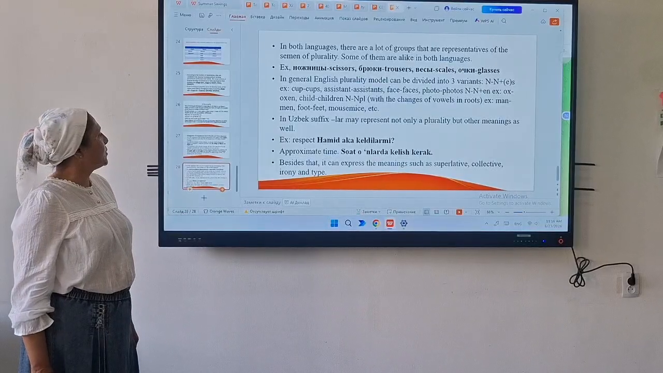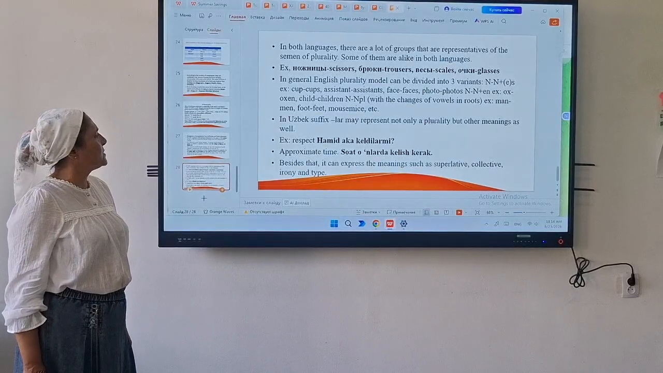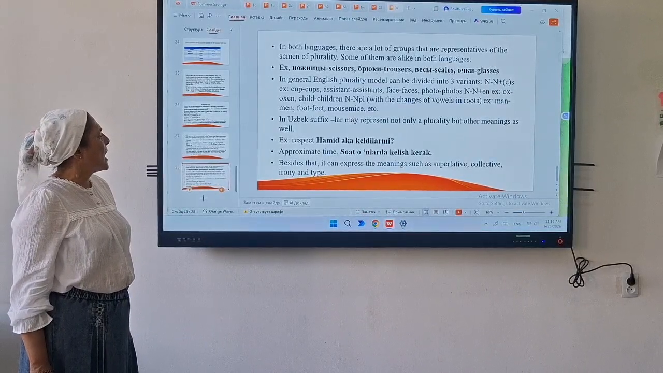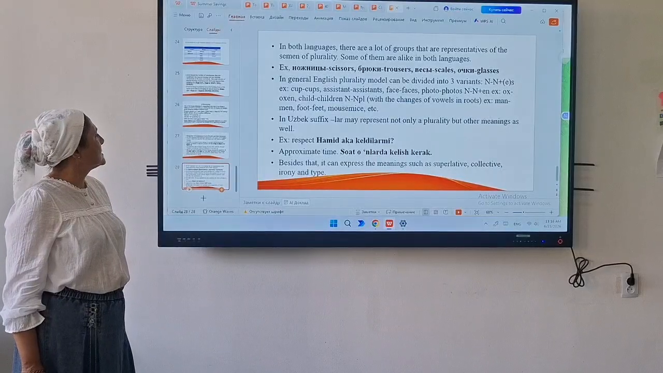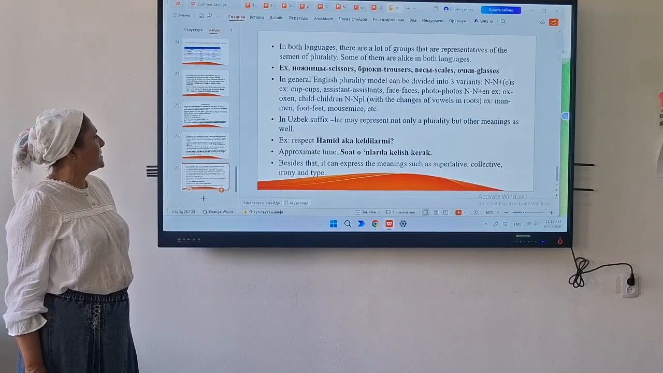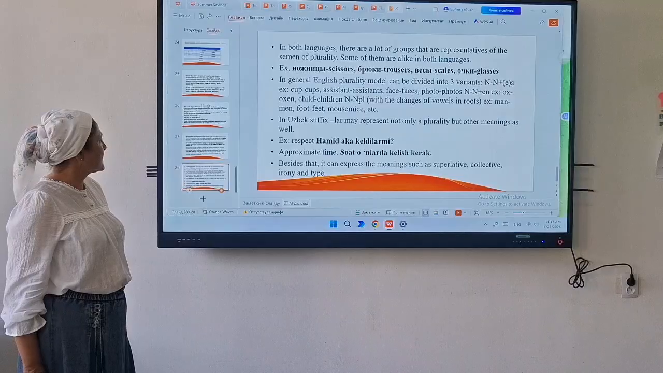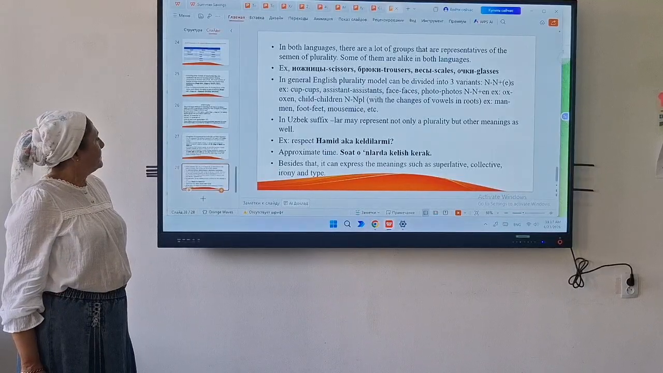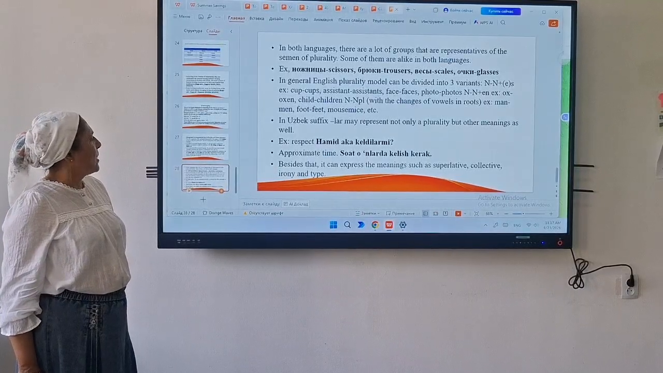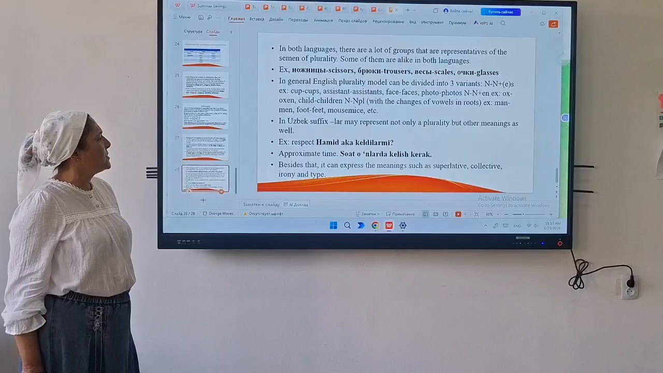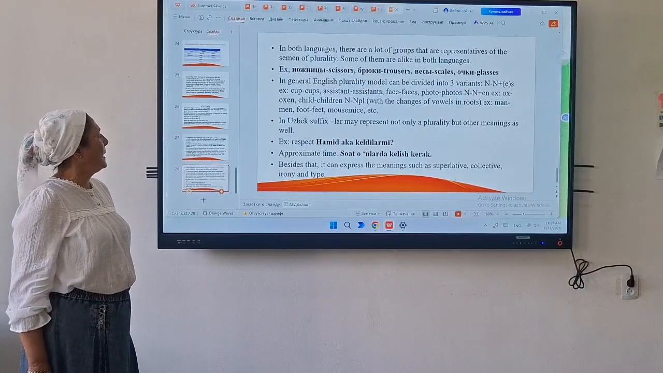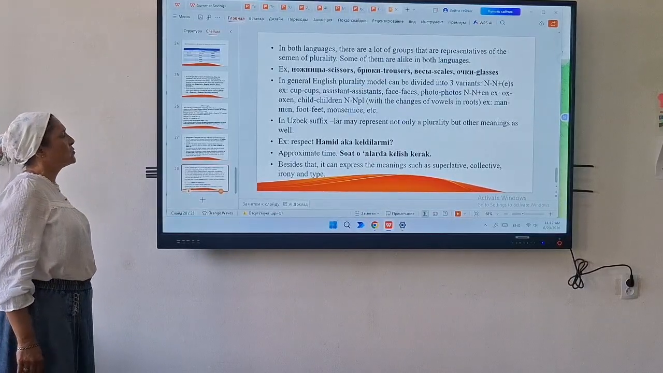In general, the English plurality model can be divided into three variants: noun plus s or es, cups, assistant, assistants, face, faces, or noun plural with the changes of vowels in roots. Man, foot, feet, mouse, mice.